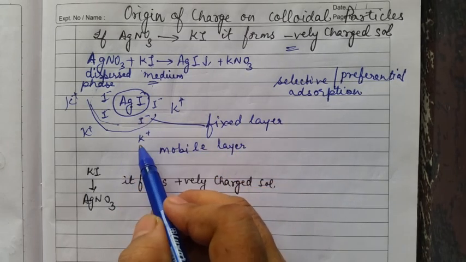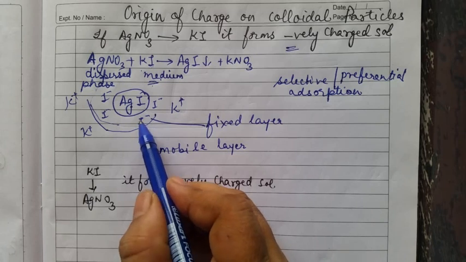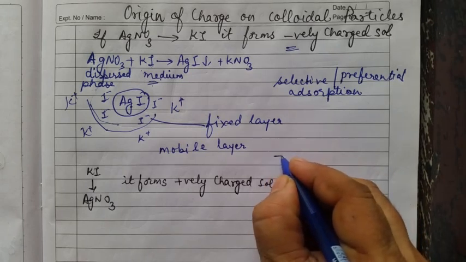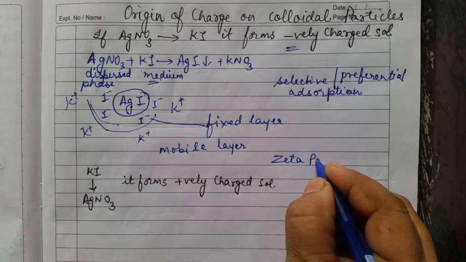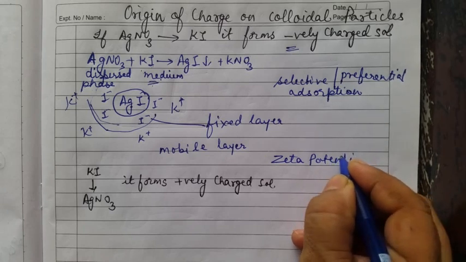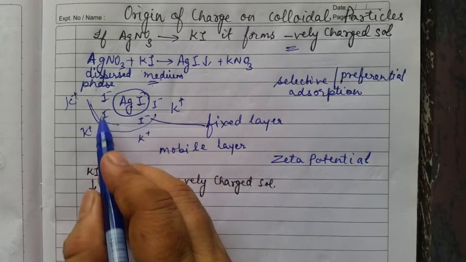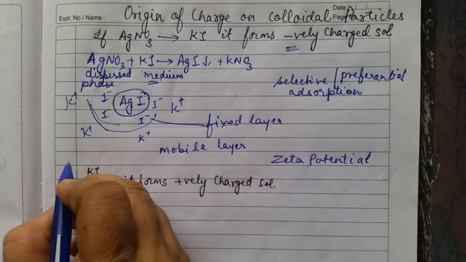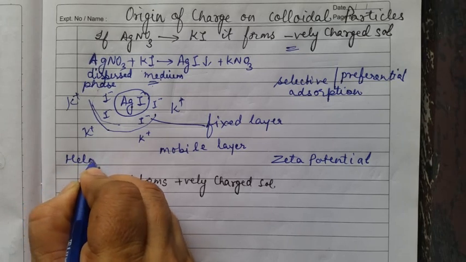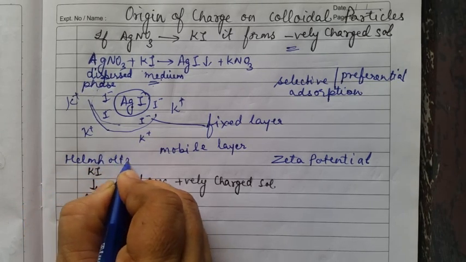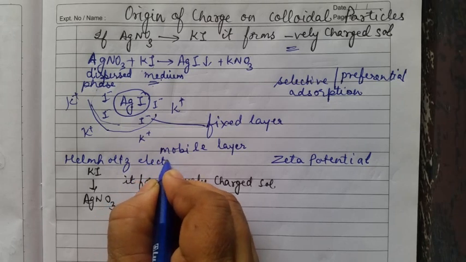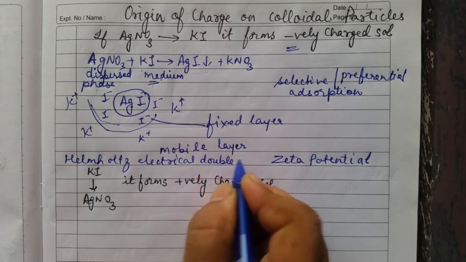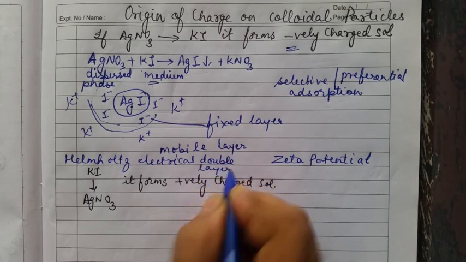So between this positive and the negative, there is a potential developed. That potential is called zeta potential. And because two layers are formed, these two layers are also termed the Helmholtz electrical double layer. Okay, this is clear, children.